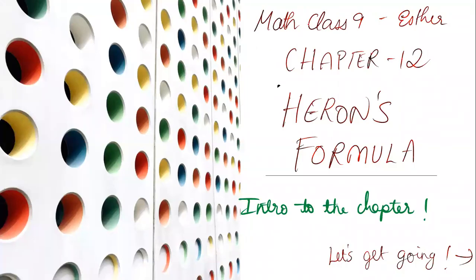Hello everybody, welcome back. This is Esther here, and today we're going to be starting with chapter number 12, Heron's Formula from your NCERT math textbook. So this is a completely new chapter. It's a very easy chapter just to do with one and only formula. That's all. So let's get going then with the intro to this chapter.